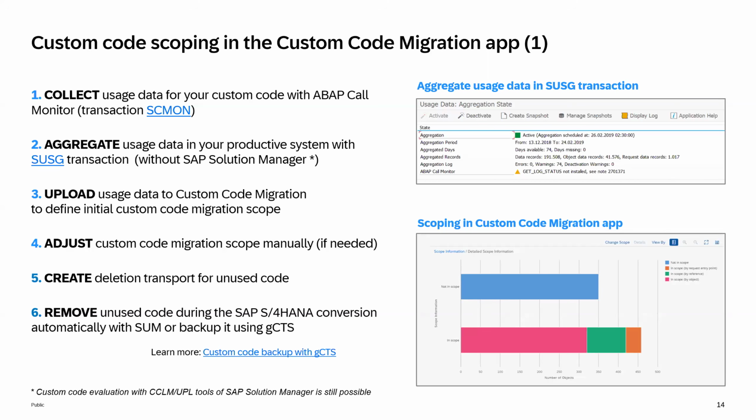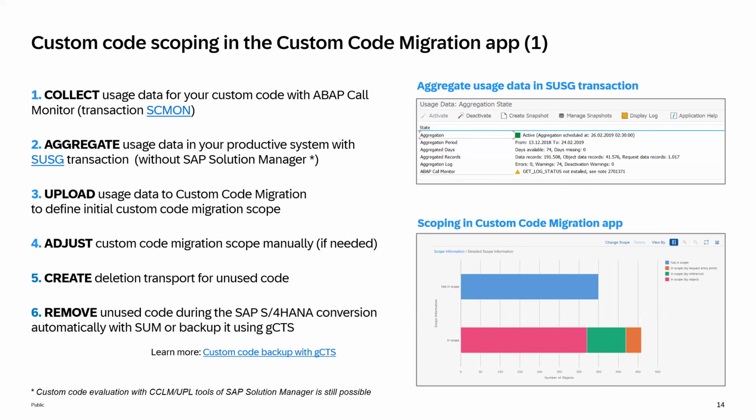Therefore, our recommendation is to start to collect the usage data at least 1 year or even 1.5 years before your actual S/4HANA system conversion project for your custom code. We recommend such a long time frame for usage data collection in order to let you collect representative results for your custom code usage in your productive environment.